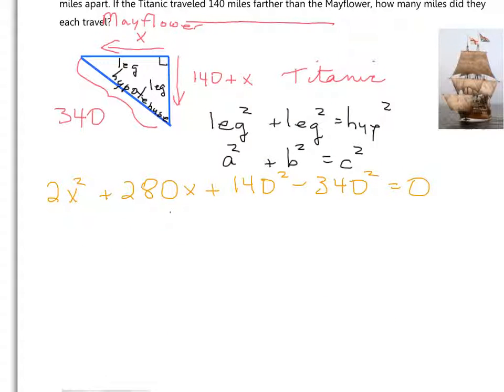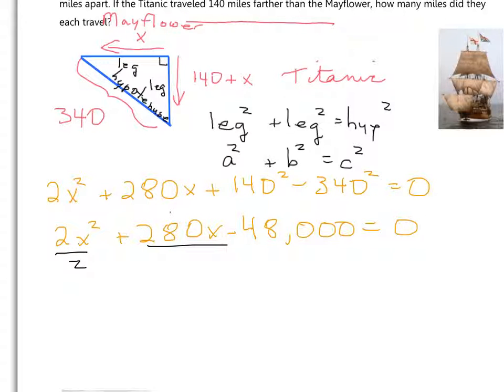140 squared, if you put in your calculator and then subtract 340 squared, you get negative 48,000. So we have 2x squared plus 280x minus 48,000 equals 0. And we have a common factor of 2, so we can divide everything by 2 to bring our numbers down a little bit. And we get x squared plus 140x minus 24,000 equals 0.